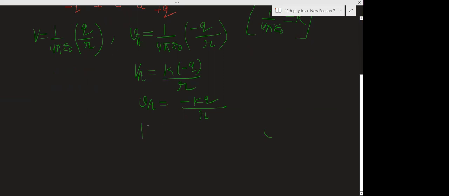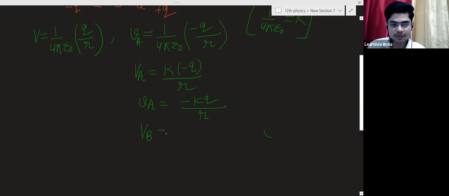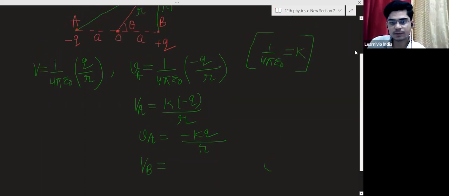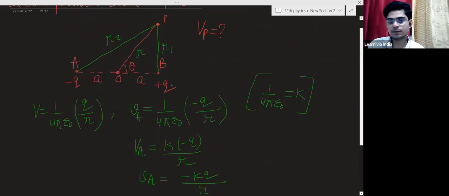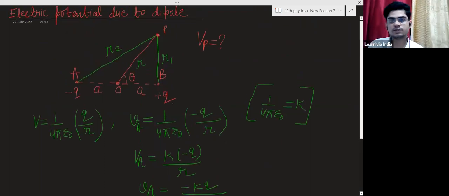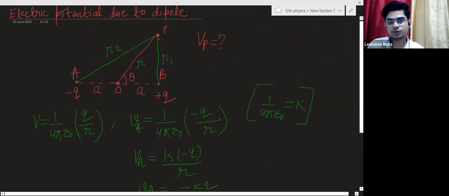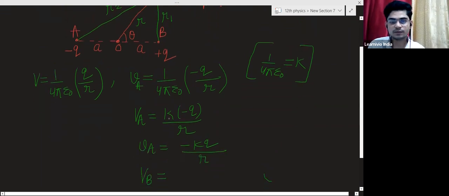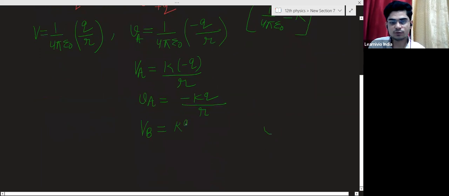So we can write VA as minus KQ divided by R. So we can calculate the value of V. Similarly, at point B there is a positive charge, and this positive charge is at a distance R1 from this point P. So we can write KQ divided by R1.